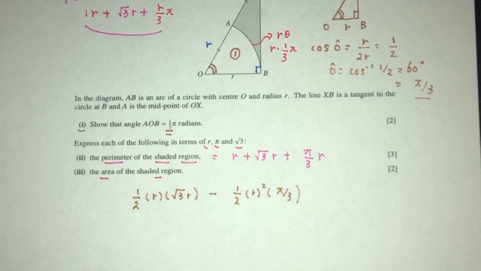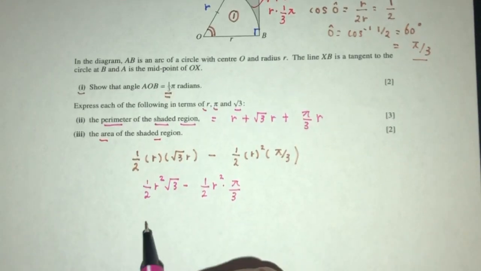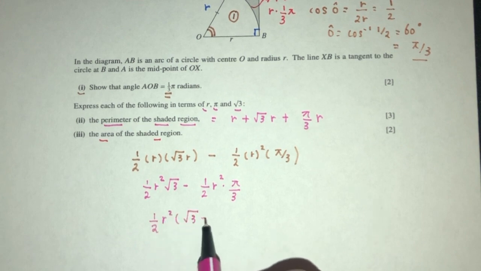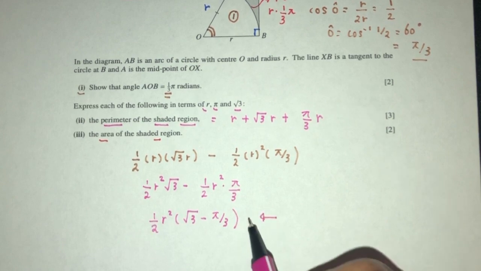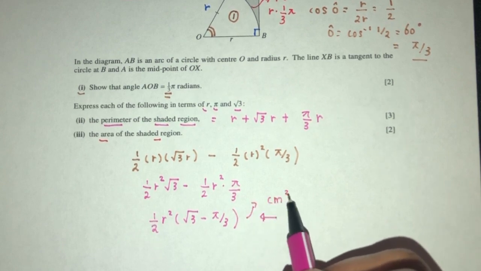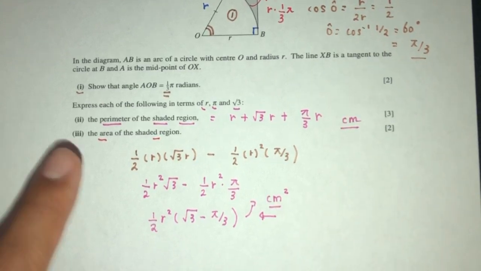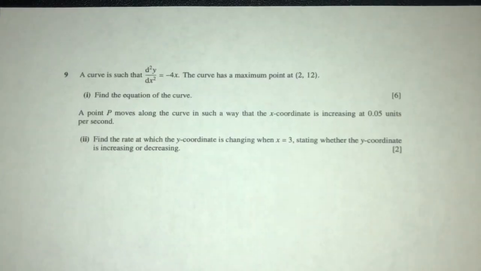Now we can try to simplify. That will be half r squared root 3 minus half r squared pi over 3. Now we can factorize half and r squared outside. You will have root 3 minus pi over 3, and that will be your area. Obviously, you have to write centimeters squared for area and centimeters for length, for part 1, part 2, and part 3 of your question. Now let's move on to the next question.